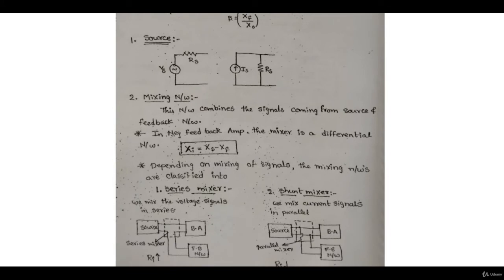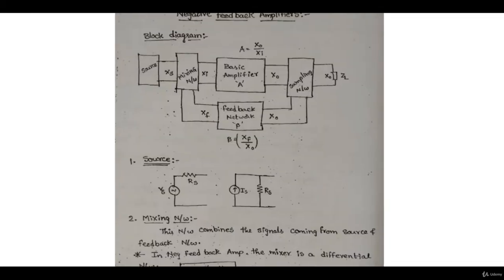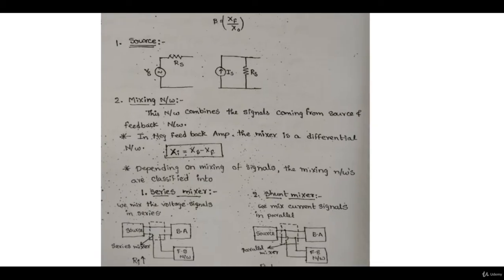In a negative feedback amplifier, the mixer is a differential network, meaning it provides the difference of the two input signals, that is Xs minus Xf, and that will be Xi. If you see here, this is Xi. It is just a subtractor, a differential circuit which provides the difference of the two input signals.